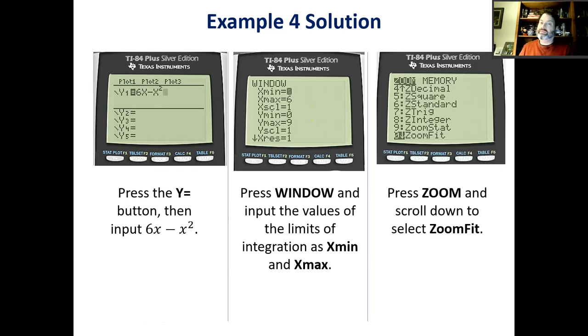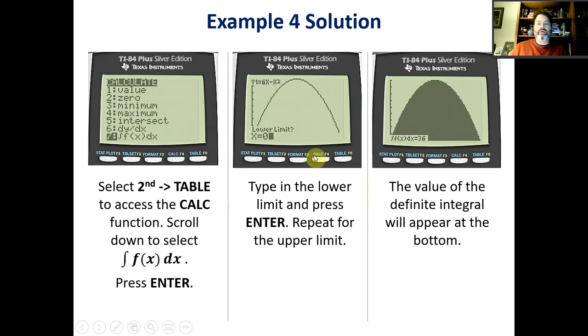Then you go to Zoom and you scroll down to ZoomFit. On a TI-84, it's number 0. And then you're going to select ZoomFit and hit enter. Once you hit enter, it'll draw the graph. Then once you have the graph drawn, go to second table. It'll give you this calc function here. It's right next to F4. Scroll down and select integral f of x dx.